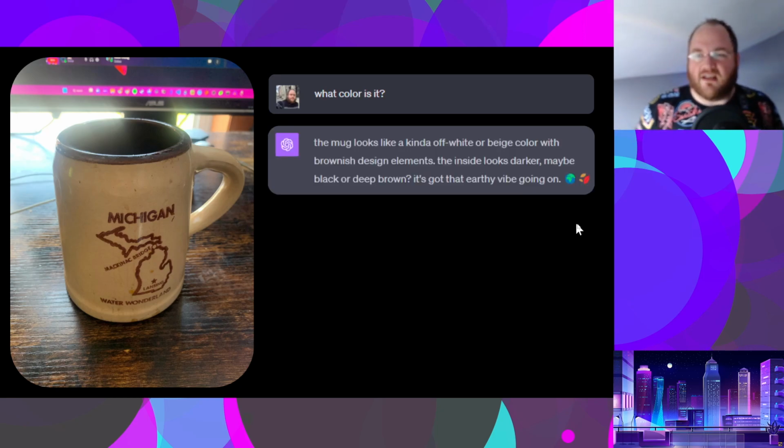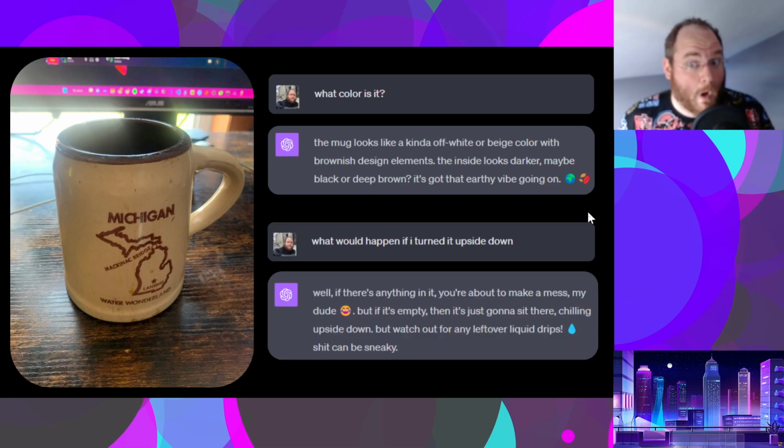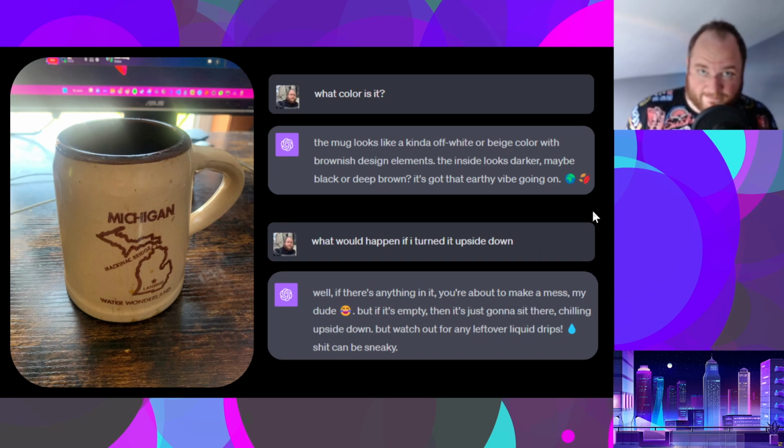What color is it? It's kind of off-white or beige, brownish. Inside looks darker, maybe black or deep brown. What would happen if I turned it upside down? Well, if there's anything in it, you're about to make a mess, my dude. But if it's empty, then it's just going to sit there. But any leftover liquid drops, be careful of those. I'll spoil it: there were leftover liquid drops. It was right about that.